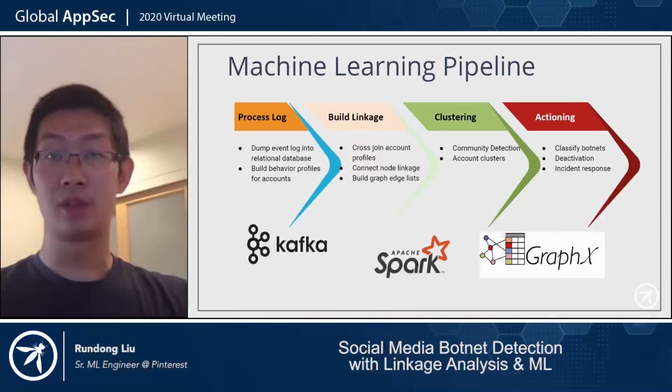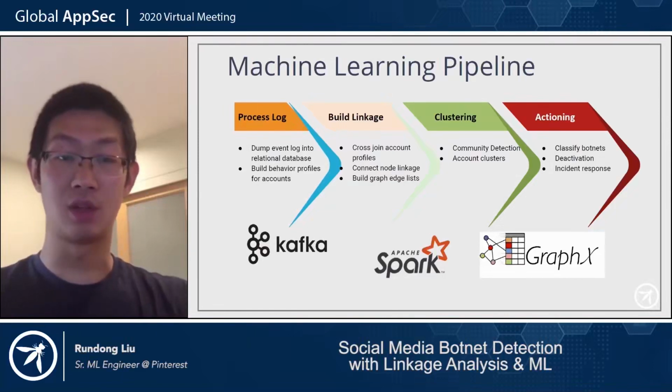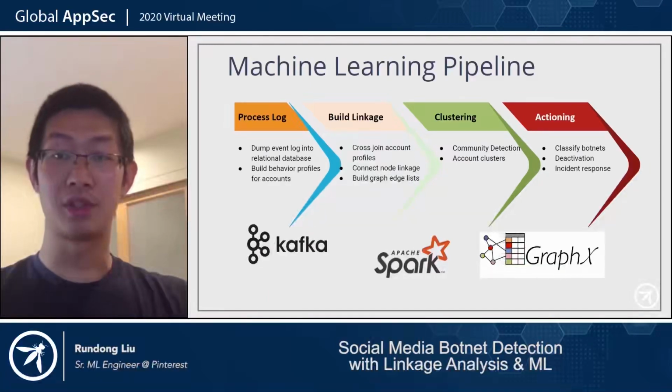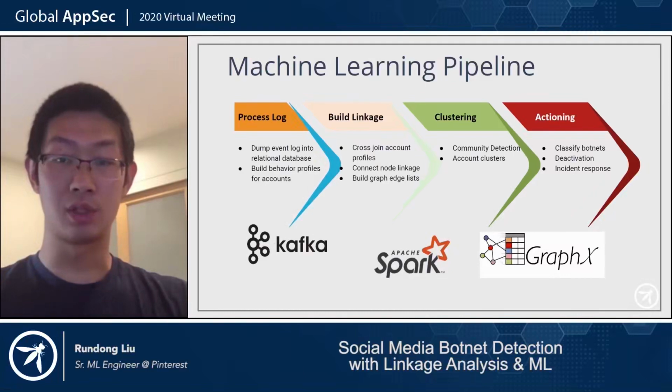From there, we can start to look at the large clusters and maybe take some action. We'll most likely classify bot clusters by looking at the cluster size and deactivate the old accounts within the large clusters. And agents and analysts will keep monitoring these cluster results to see if any incident response is needed. In the whole pipeline, we leveraged several open source libraries like Kafka and Spark, and for graph-based learning algorithms, we used GraphX.